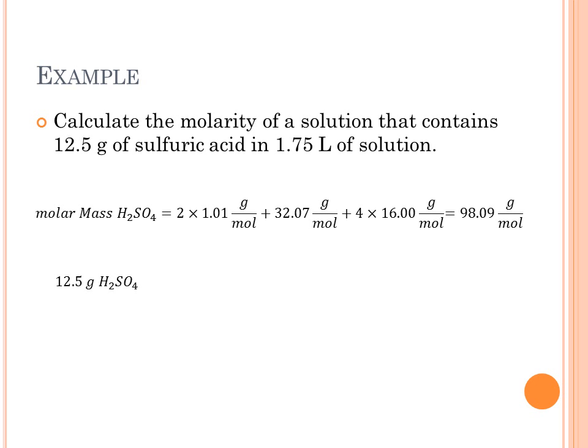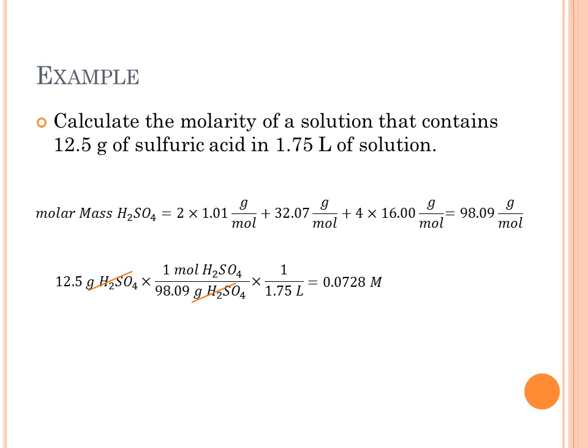So if we got 12.5 grams of sulfuric acid, we're going to use our molar mass to get to moles. 98.09 grams of sulfuric acid, divide that into the 12.5 per 1 mole of sulfuric acid. So that gives us moles. And then we're just going to divide through by the liters of solution. So we got moles per liter. And so we got 0.0728 molar, where the molarity is the capital M.